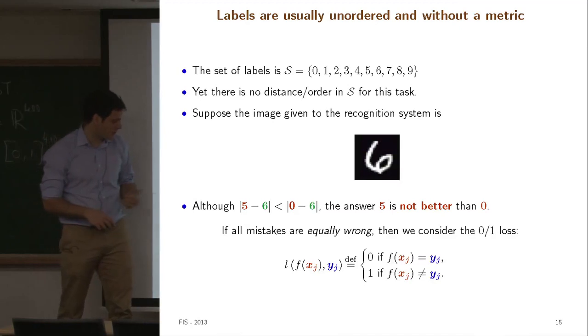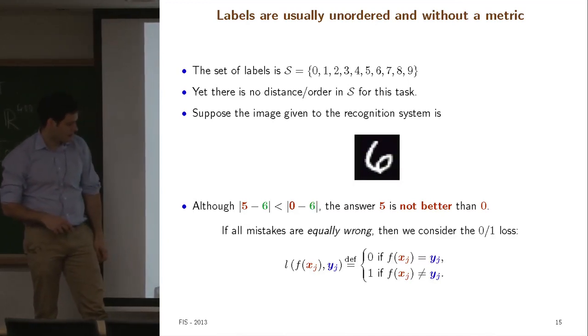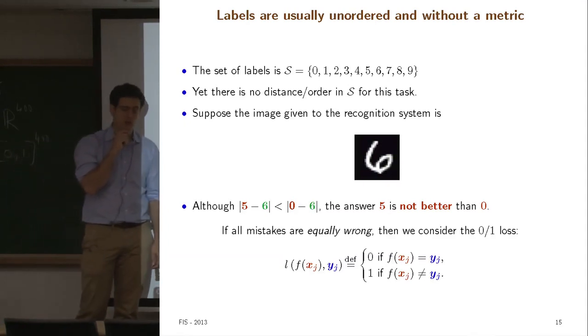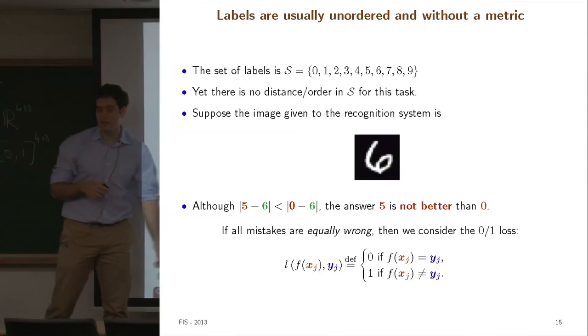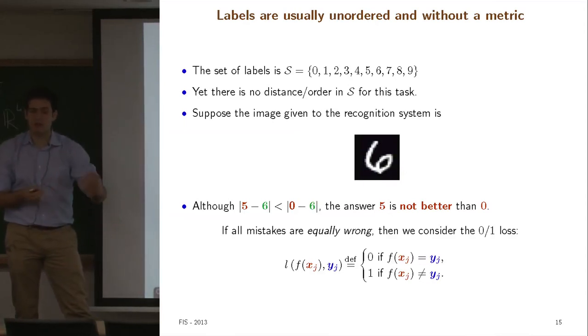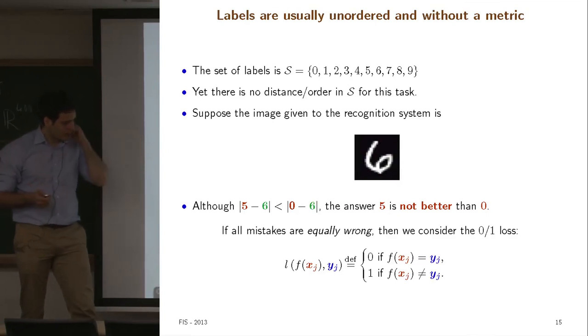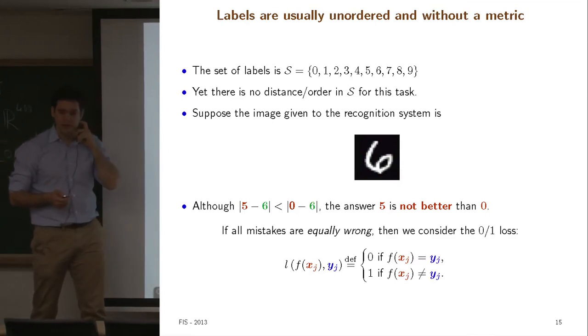And what is the 0-1 loss? It's very easy. The loss of f(xj), when you predict f(xj) given yj, is going to be 0 if you're right and 1 if you're wrong. It sounds naive, but this is how most classification algorithms are built. And this introduces some problems.